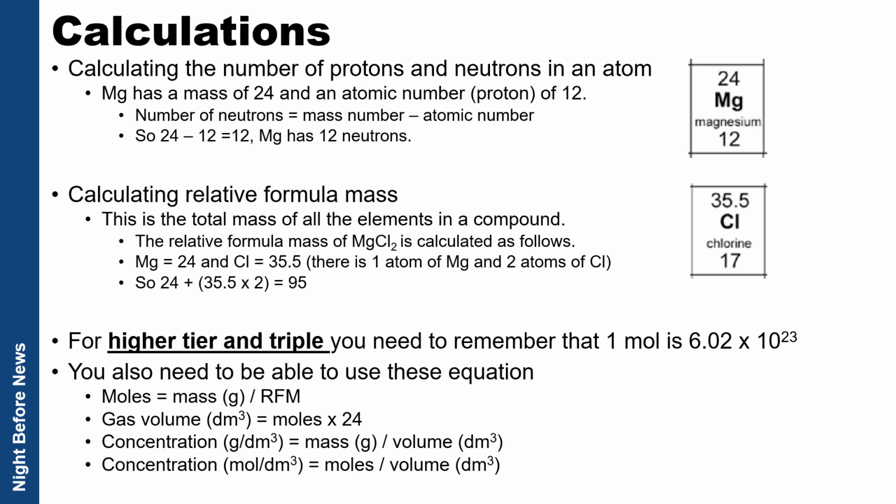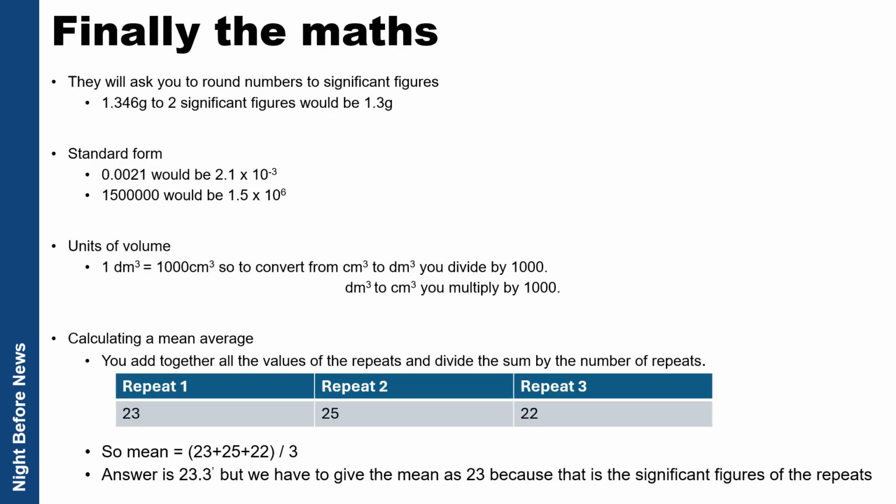We can do it as mass per volume or moles per volume. So the top one is grams per decimeters cubed. So you take the mass of the substance you've got and divide it by the volume in decimeters cubed. And then the higher level would be moles per decimeter cubed. So you calculate the number of moles of something you've got and then divide that by the volume in decimeters cubed, and that will give you a concentration in moles per decimeters cubed.